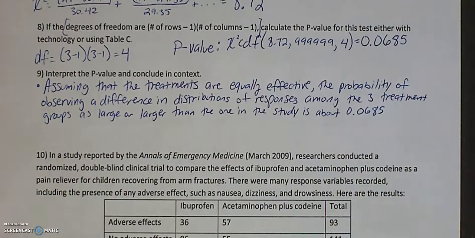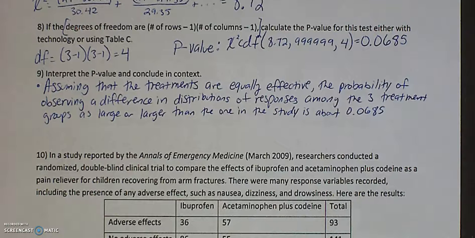Interpret our p-value. Assuming the treatments are equally effective, which was our null, right? Assuming that there's no difference, meaning they're all equally effective, the probability of observing a difference in distributions of responses among the 3 treatment groups as large or larger than the one in the study is about our p-value. So if you need to pause for a second to write that down, feel free to do so.